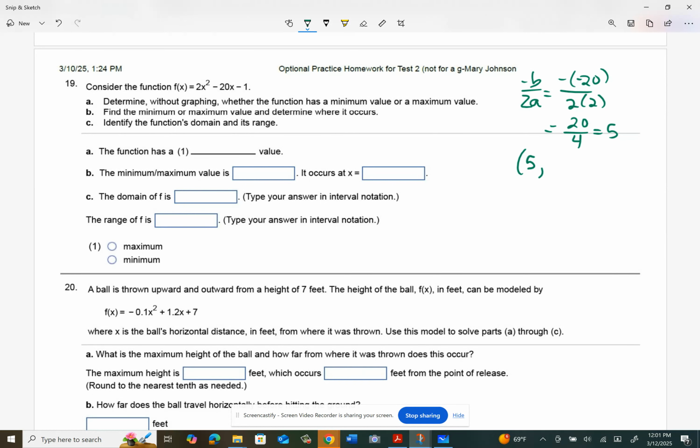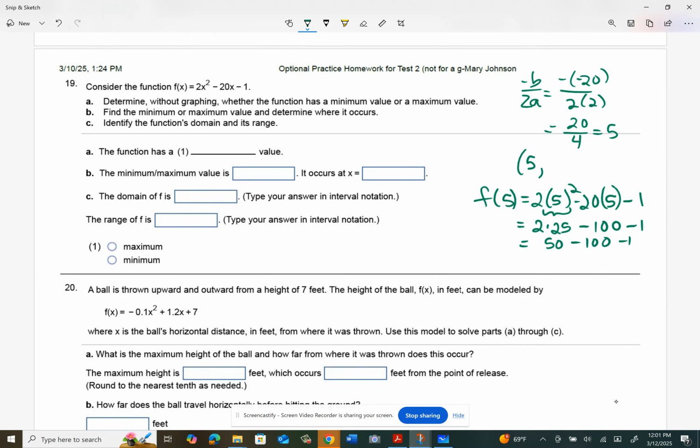Now, to get the y-coordinate of the vertex, I'm just going to find f of 5 by plugging into the formula. So you can show your work by showing this, and then you can let the calculator evaluate that for you. Especially if you're not really good with order of operations. So the squaring would happen first if you're doing it by hand, and you'd get 25. 20 times 5 would be 100, still negative. So this would be 50 minus 100 minus 1. So that turns out to be negative 51 when I'm finished.